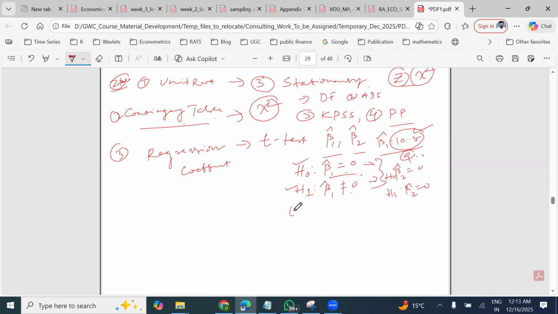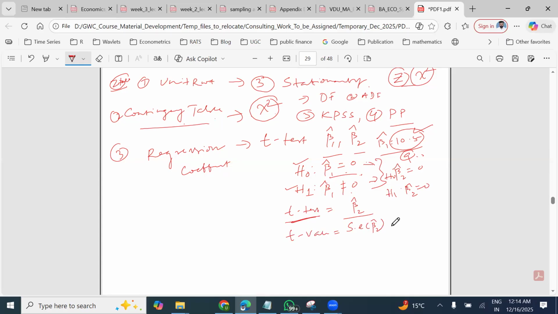I will be using the t-test. How will I do the t-test? Whatever my beta 2 value is, divided by the standard error of beta 2 hat. Okay, this is my t value. What is it called? T value. Clear?